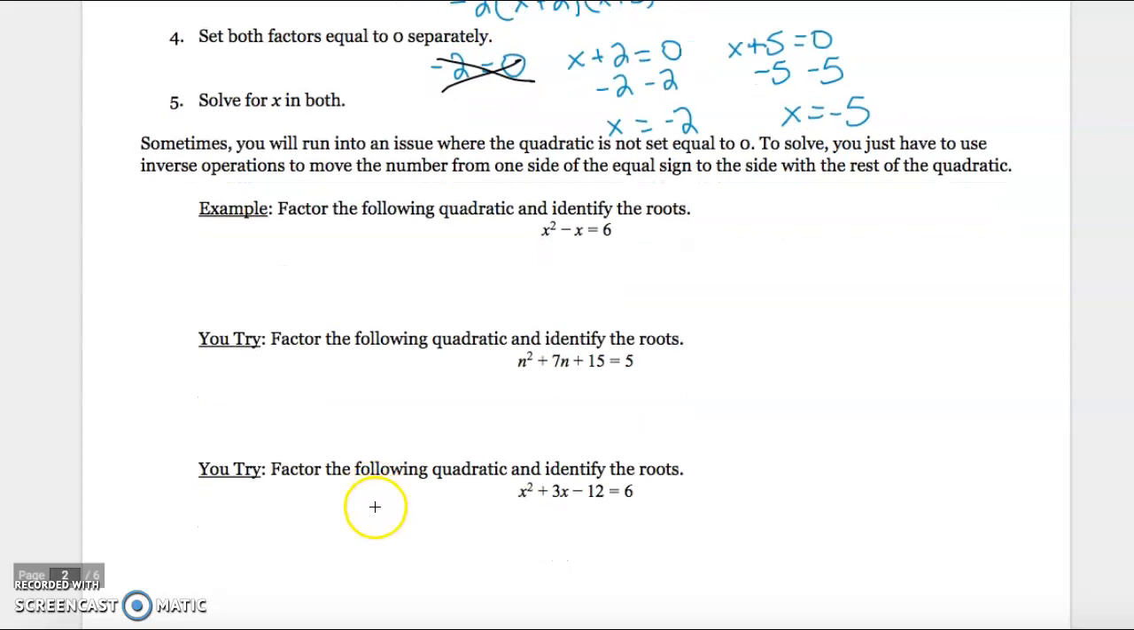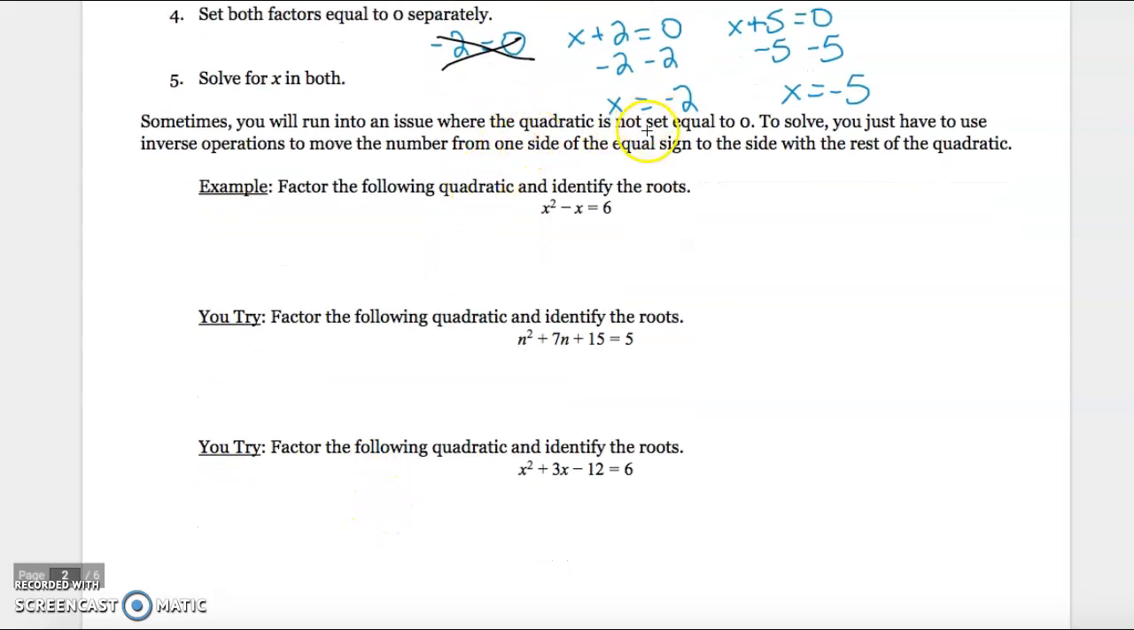Sometimes when you're doing quadratics, you will run into an issue where the quadratic is not set equal to 0. To solve, I just have to use our inverse operations. Basically, you're just moving everything so that it all falls on one side of the equation. I always try to move things so that my x squared term stays positive. Since it's already positive on this side, I'm going to move everything so all of my terms will be on the left-hand side of that equation.